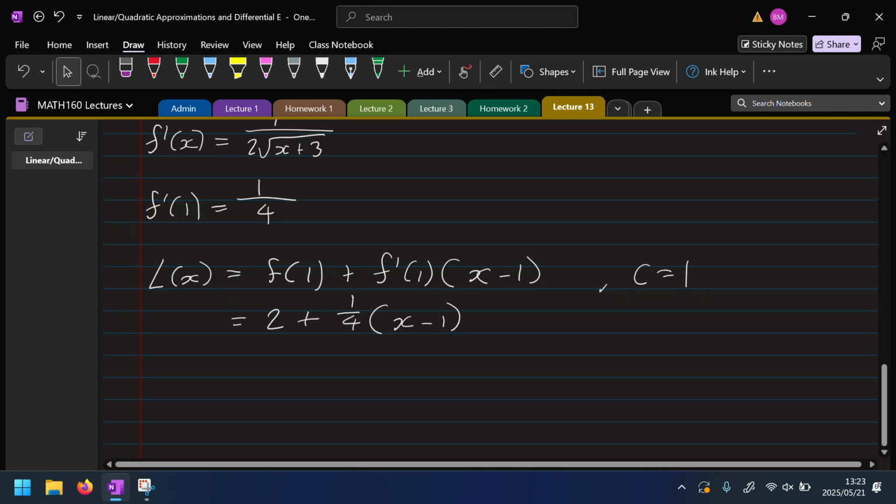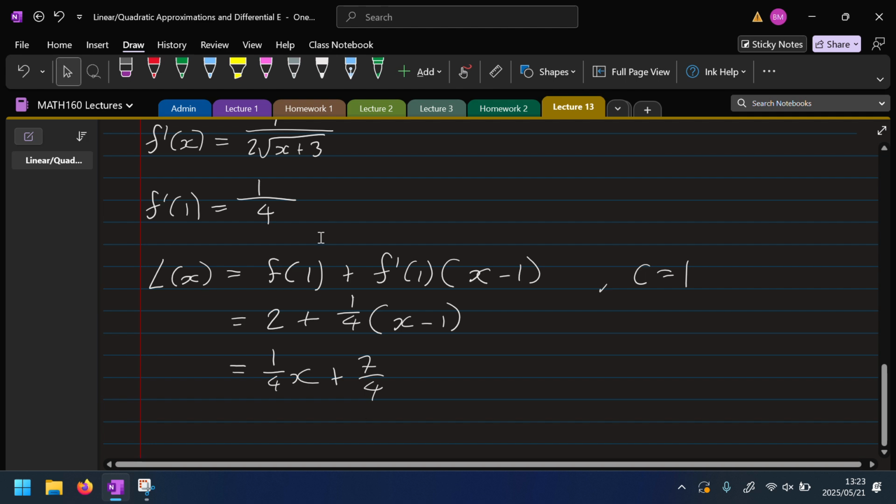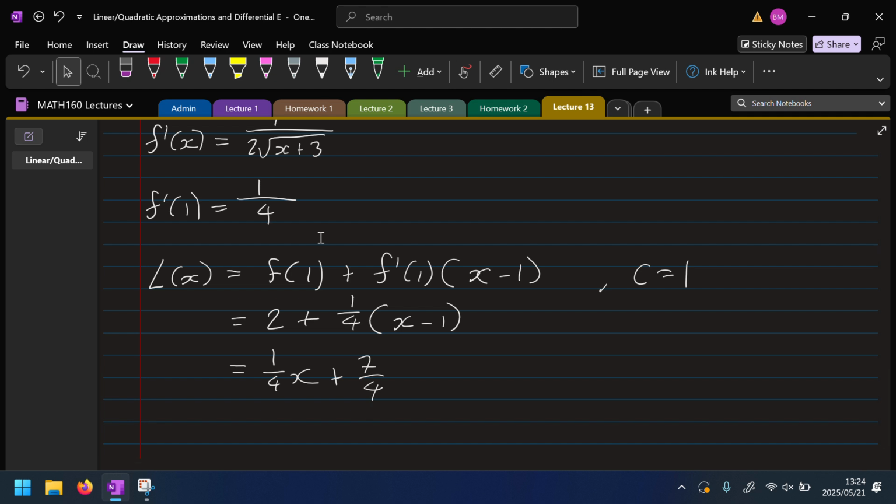Okay, now you can leave it like that. That's perfectly fine. Or if you want to simplify, we can write this as 1/4 x plus 7 over 4. That's just simplifying the minus a quarter plus the 2. But that's not needed. You can leave it at the second step where you do the substitution. That's perfectly fine. But maybe there are follow-up questions, and having it in simplified form helps a bit. So just take it case by case. Okay, any questions on this one? All good. Okay, let's look at another example.